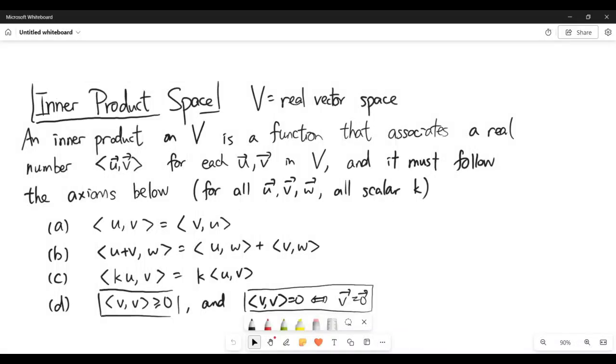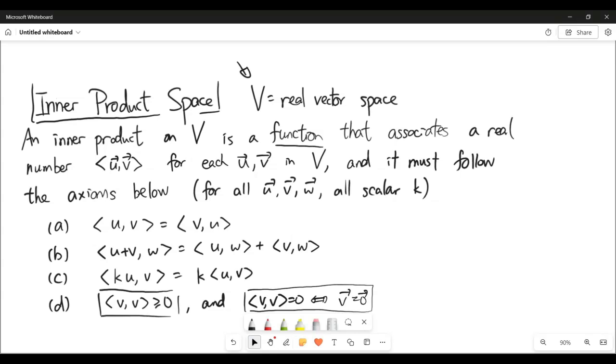Yeah, so this video is an introduction to inner product spaces, and the formal definition is shown on this board, so you can take a look here. Basically, we have a real vector space, and an inner product is a function that associates a real number. We use the notation of corner brackets for each pair of vectors u, v in the vector space V.